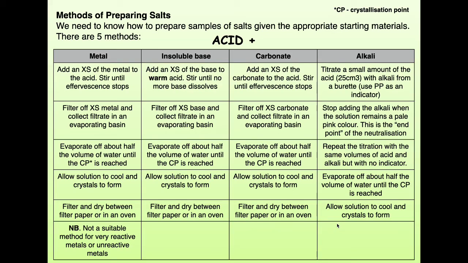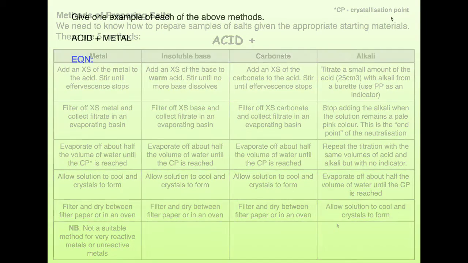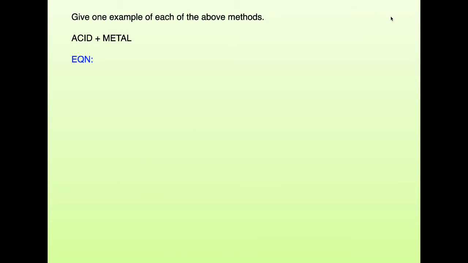Right, they're the four basic methods of acid plus another substance to produce a salt. Remember, we are preparing salts. Okay, so let's look at some specific examples of some of the methods on the previous slide. So here we have acid plus metal. Well, this is a good opportunity for you to start to practice writing these equations and balancing the equations.